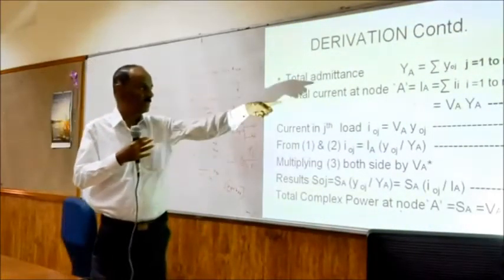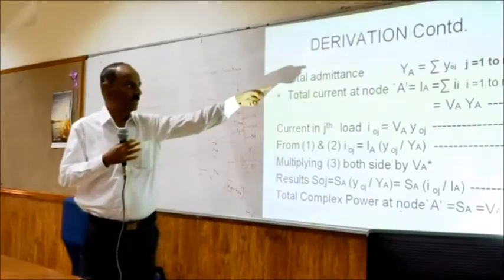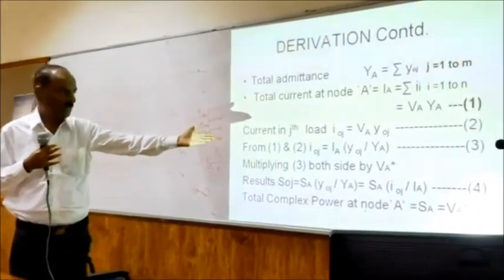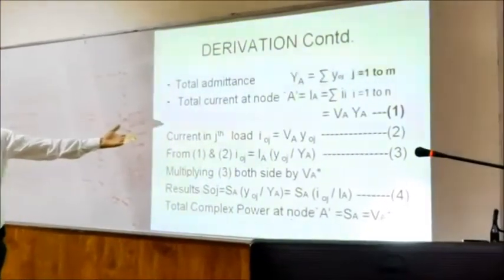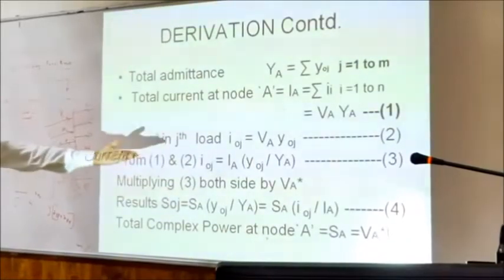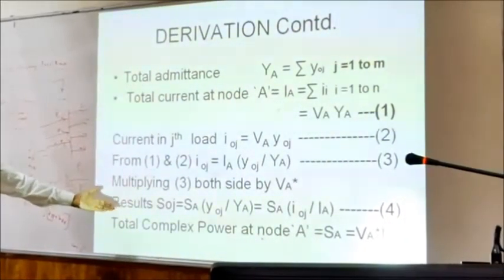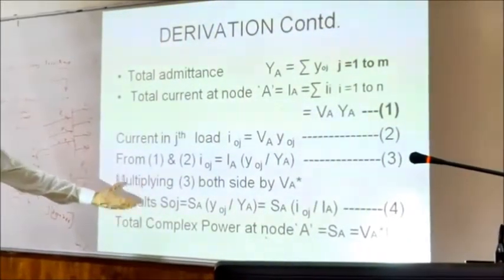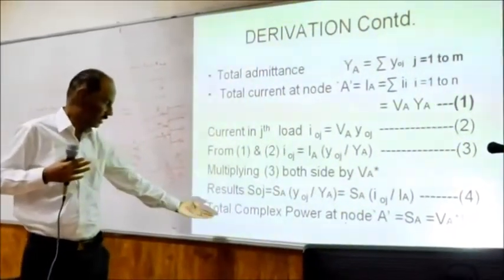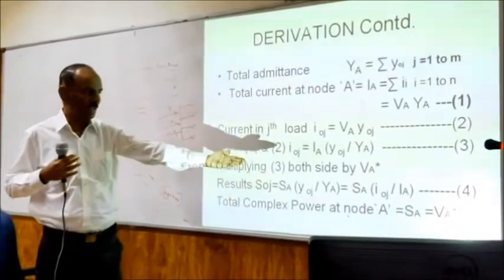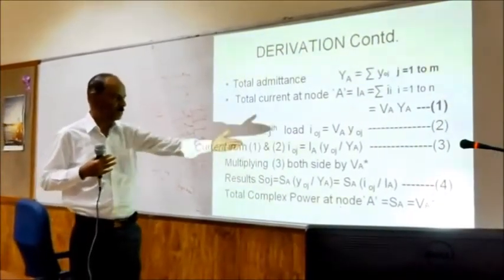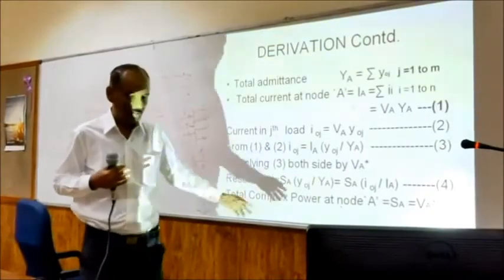Total admittance. This equation you can easily go through. I need not explain; you can easily understand. Current in the jth load, everything is given. Multiplying by the node voltage, you will get, from the equation, you can write like this, and you will get the total complex power at the node, SA, is VA and IA. Therefore, using this equation, you can prove that.